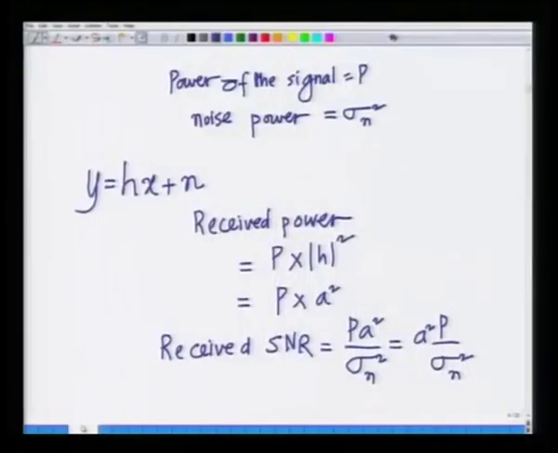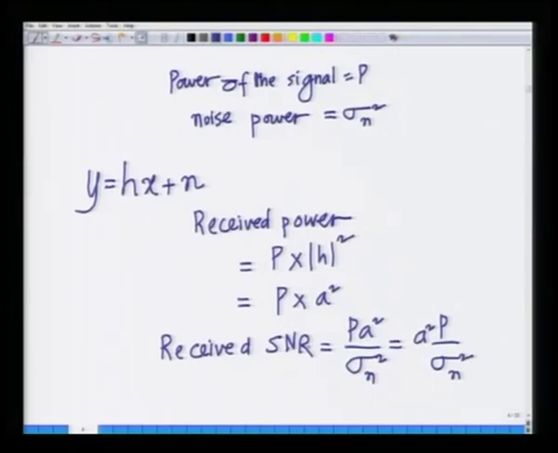In the last lecture, we started with the wireless system model. We said that the wireless system model is given as y equals h x plus n, where h is the channel coefficient, x is the transmitted signal, and n is the noise. We said that the received power in this case is given as the transmitted power, that is power of x, times the gain of the channel. Remember, the channel is h, so the gain is magnitude of h squared, which is nothing but a squared, because h equals a e power j phi.